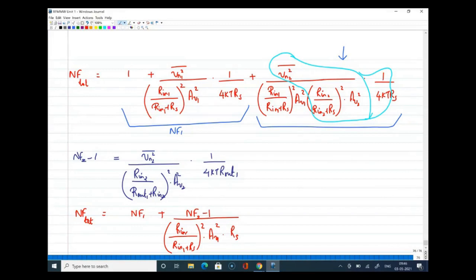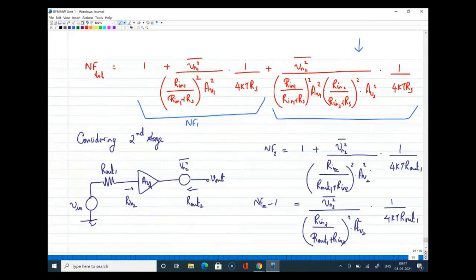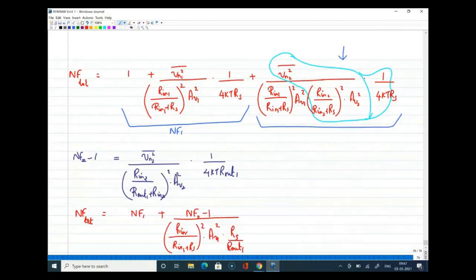But Rout1 I have to include here, which is not there. So, I'll write Rout1 on the top, or I will write in this form, RS by Rout1. I hope you understand what I'm doing here. All right, is this clear? So what I have done is I had the NF total expression, then I wrote what is the noise figure of the second stage here, and then I just took this one towards the left side. So I have the expression of NF2 minus 1. Now by comparing the third term in this noise figure total expression, and also by looking at this NF2 minus 1 term here, I just substituted that NF2 minus 1 into this equation written in red. And now I got the final expression of this form.